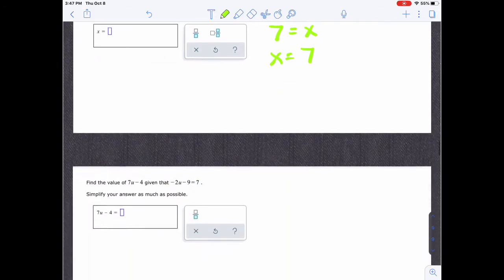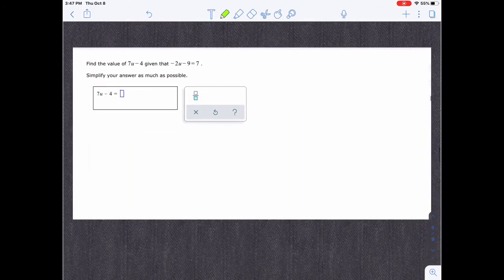All right? How about this one? Find the value of 7u minus 4, given that negative 2u minus 9 equals 7. Well, guess what? This isn't something that you can solve. You can plug in something to it, but there's no equal sign. You can't use any of these properties of equality unless you have an equal sign. But we can solve this one. So we're going to solve the one we can solve, and it's going to give us information so that we can plug in to the little expression in the beginning.